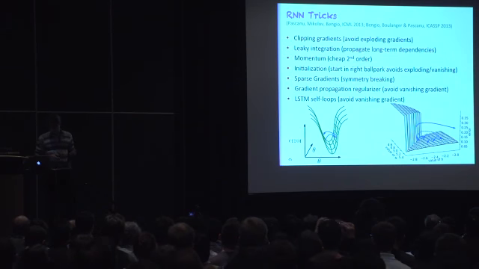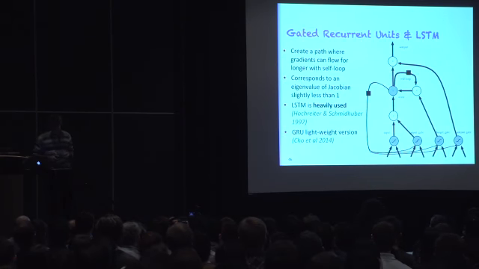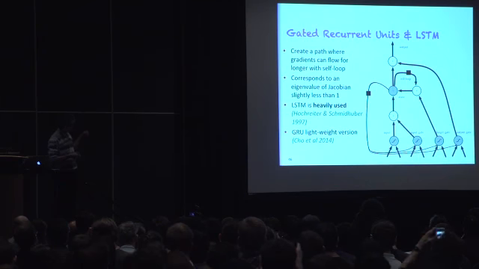Another thing that has been really, really popular is a special architecture called LSTM, for long short-term memory, and other similar architectures that introduce a kind of self-loop with a weight that's going to be less than 1 in the architecture.